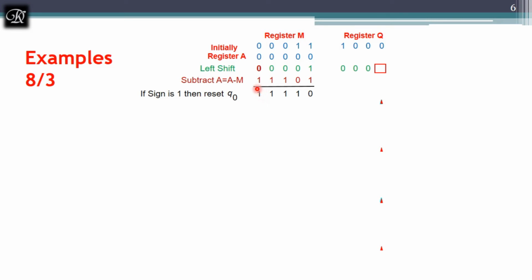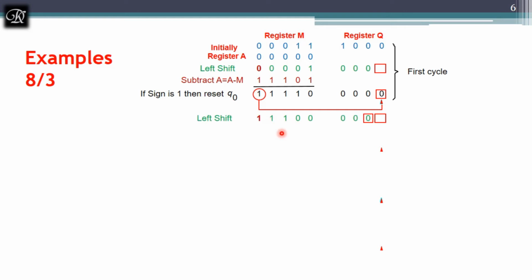Now the sign bit of A is 1, so when it is 1, the inverse of that will be placed in the Q0 position. Then after this, we are going to perform a left shift again in the second cycle. No need to restore here. It's a non-restoring technique, no need to restore.